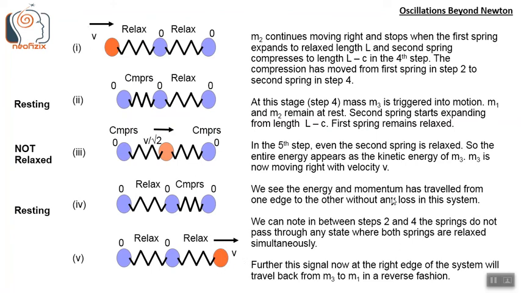So it has traveled from M1 to M3 without any loss in the system. We can note that between steps 2 and 4, the springs do not pass through any state where both springs are relaxed simultaneously. In step 3, both the springs are compressed, they are not relaxed. So it is not necessary that between these two resting states 2 and 4 we should pass through a state where all springs are relaxed.